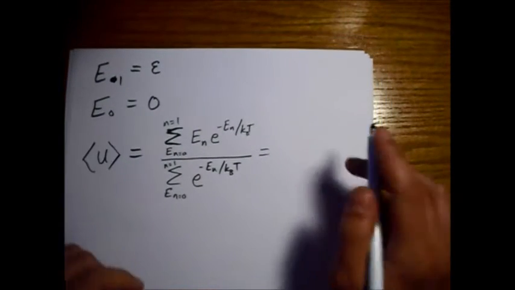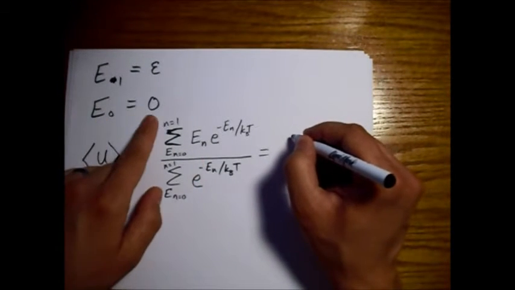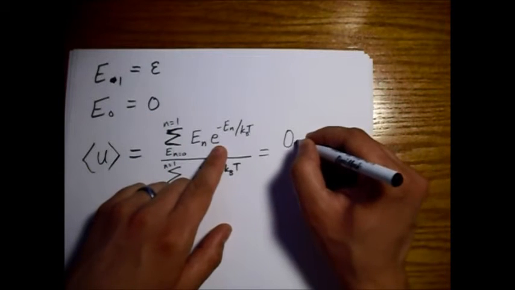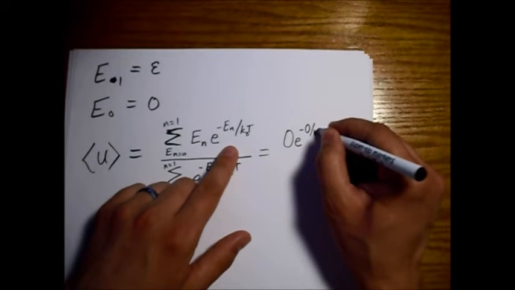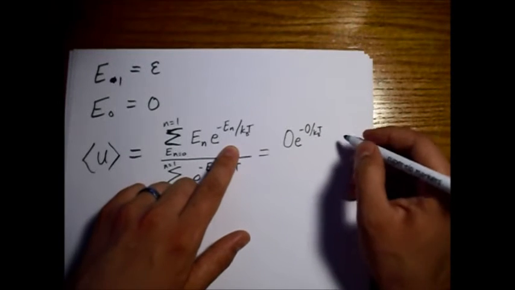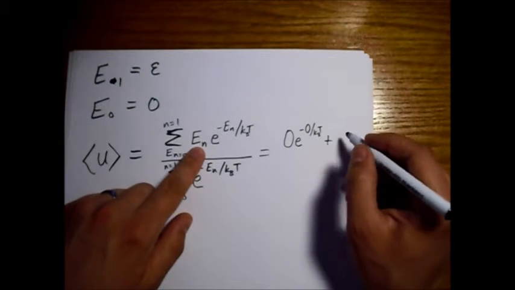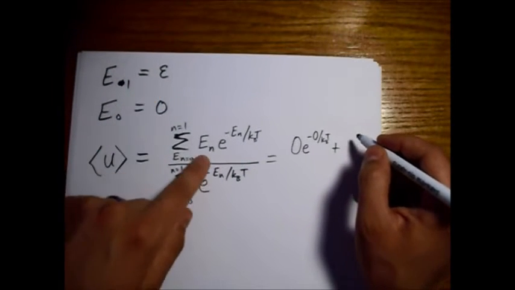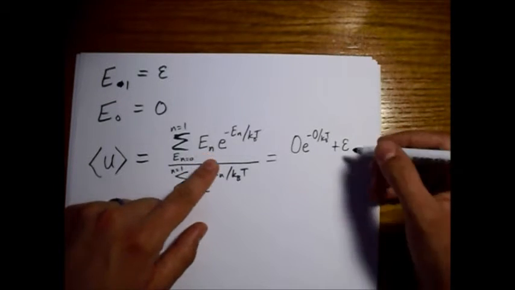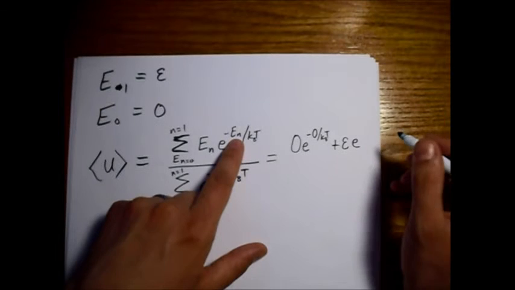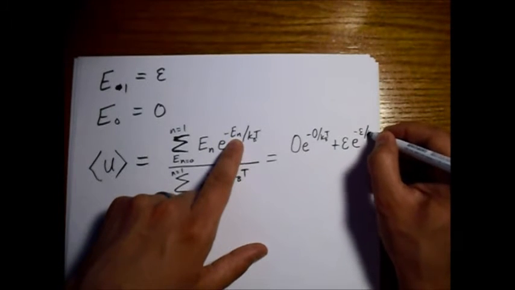Okay, our first one, let's just write it out. The E sub 0 is 0, and then e to the minus 0 over kBT. Our second term in this sum: E sub 1 is epsilon. We've done E sub 0, now we're doing E sub 1, epsilon times e to the minus epsilon over kBT.